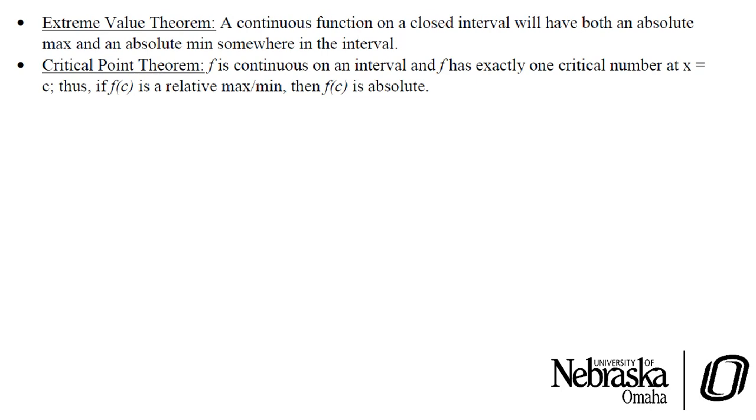The critical point theorem goes a step further. It says if f is continuous on an interval, and f has exactly one critical number at x equals c, thus, if f of c is a relative max or min, then f of c is absolute. So if there is exactly one critical number in an interval, then if it's a relative max or min, it's the absolute maximum because it's the only one.